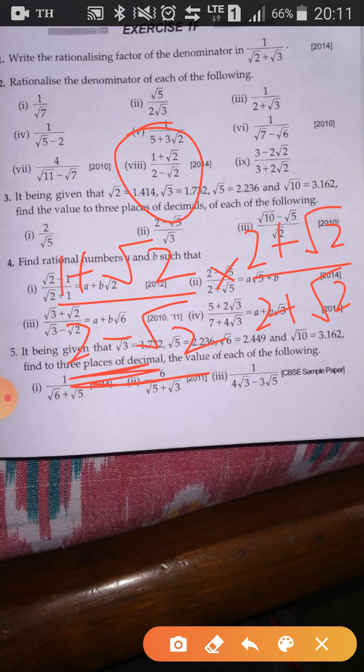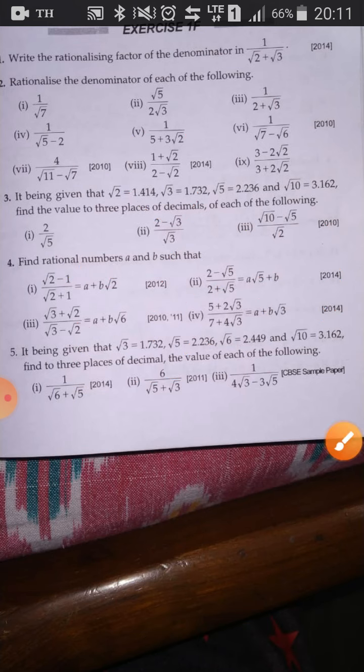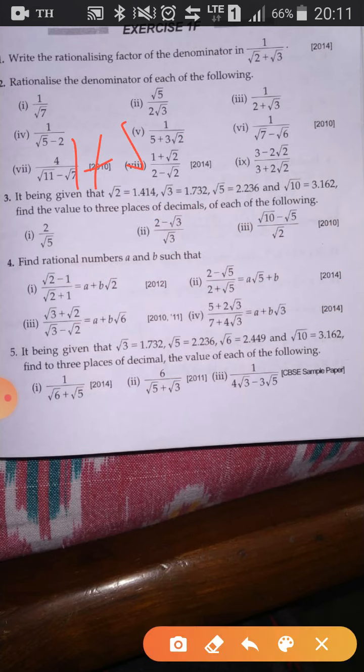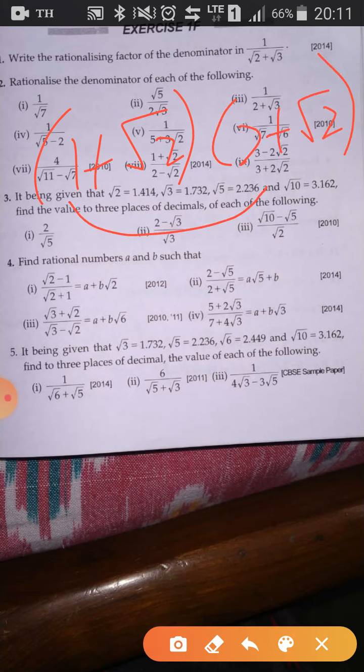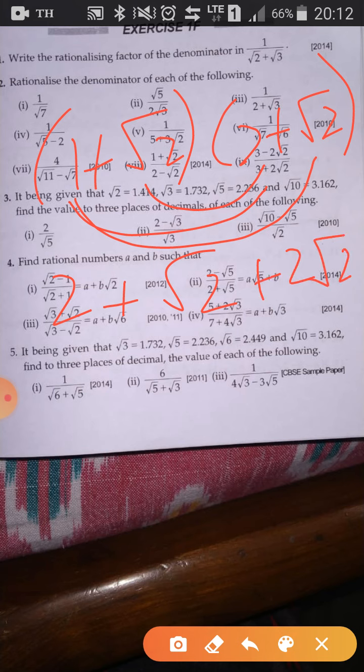Numerator is just 1 plus root 2 into 2 plus root 2. Okay, so first we'll multiply 1 and 2. So 1 into 2 is 2. Then we will multiply 1 and root 2. So 1 into root 2 is root 2 only. Then we will do root 2 into 2, which becomes 2 root 2. And then we will multiply root 2 into root 2, which is only 2.